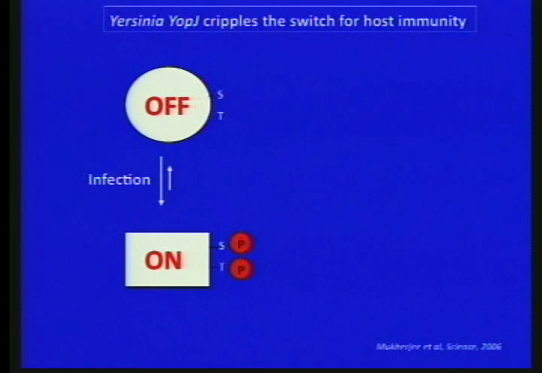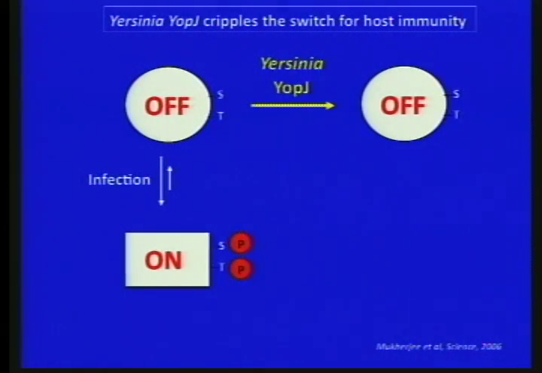What Yersinia does is it injects this molecule called YopJ. And what we found is that YopJ kept this signaling molecule in the off state. It's completely off. But it's different than the off state of an uninfected cell, because this molecule in the off state cannot be turned on. But we couldn't figure out how this was happening.